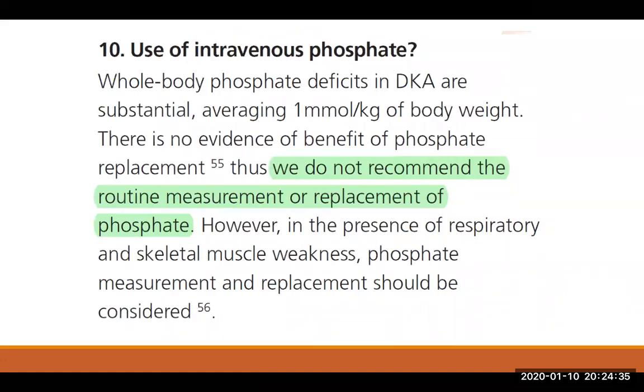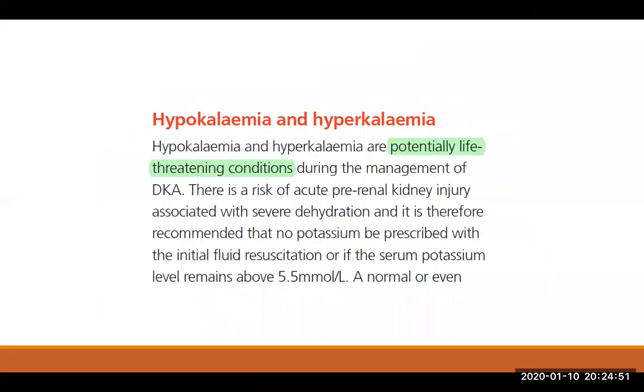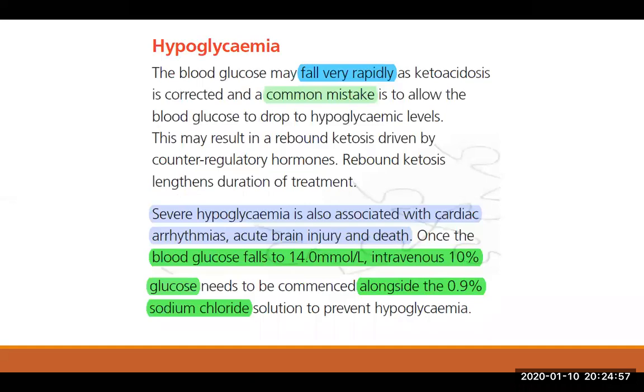Intravenous phosphate also, they didn't recommend a routine measurement or replacement of phosphate in the case of DKA. However, in the presence of respiratory or skeletal muscle weakness, phosphate measurement and replacement should be considered. This is just in small cases. Hypokalemia and hyperkalemia, of course, hypokalemia is critical and hyperkalemia is a life-threatening condition. So it is very important to manage potassium.